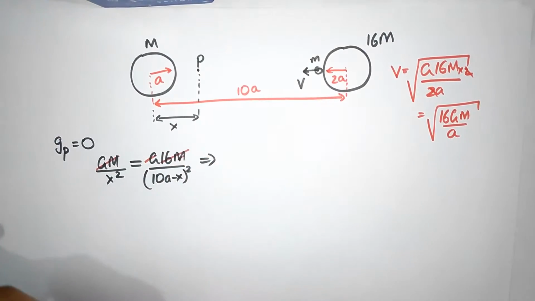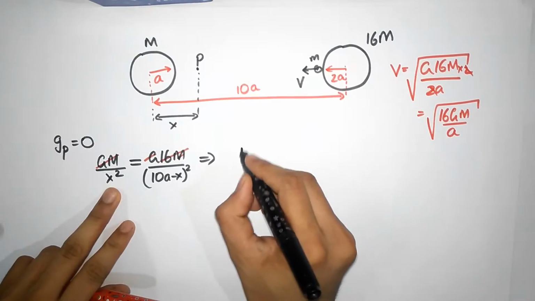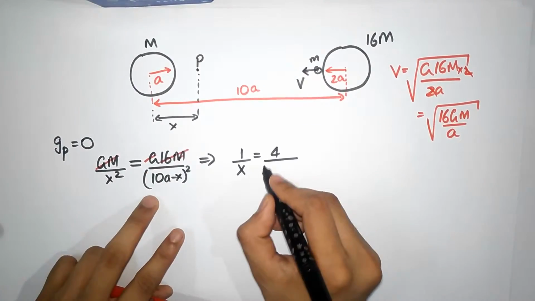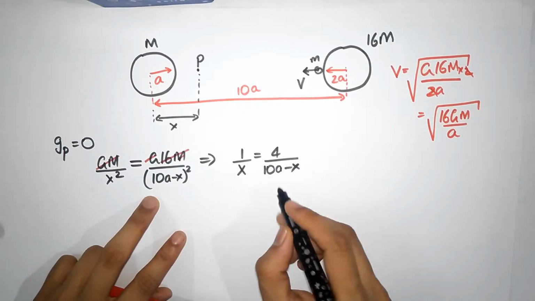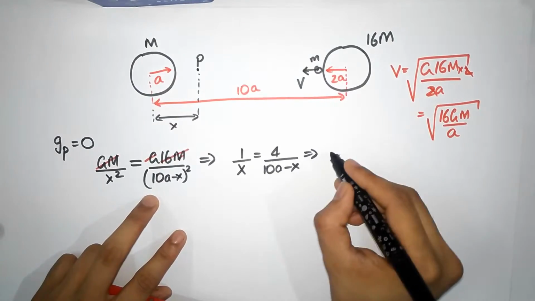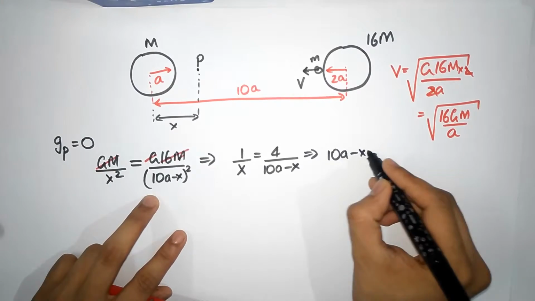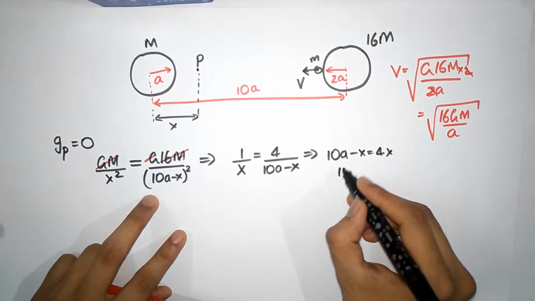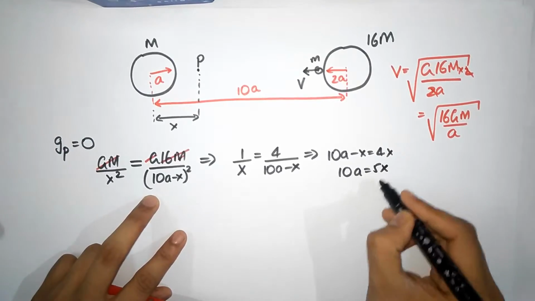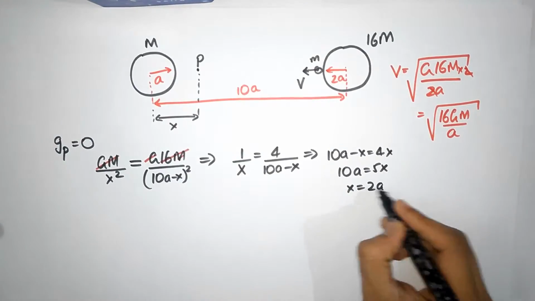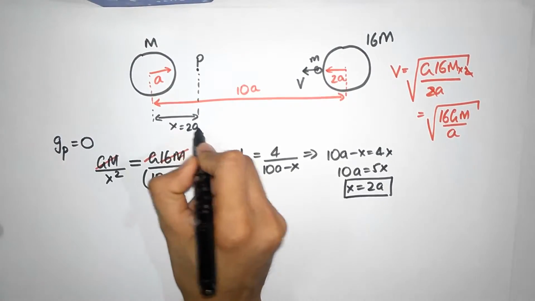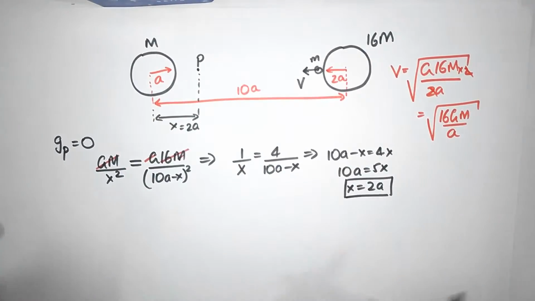G and m, 16 remains. So if I take the square root, I'll get 1 over x equals 4 over 10a minus x. Rearranging, I'll end up with 10a minus x equals 4x, or 5x equals 10a, or x equals 2a. So I found out that at 2a, the gravitational field is 0.